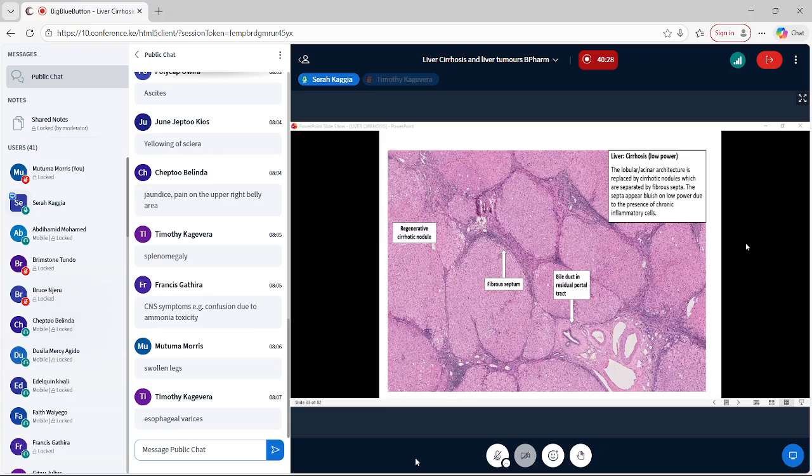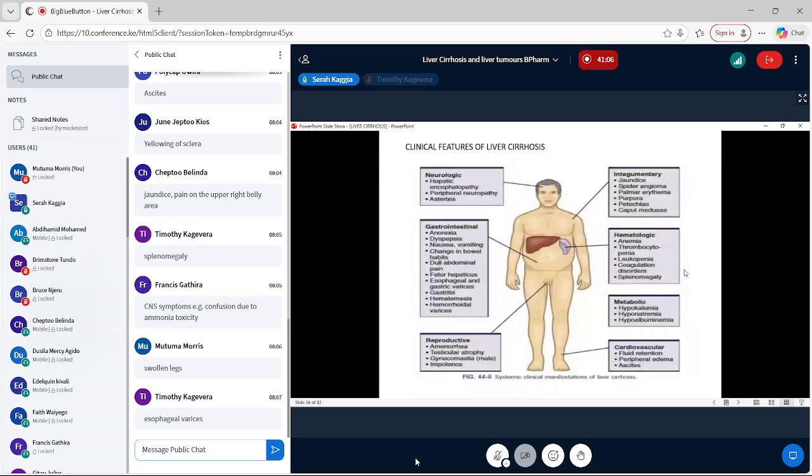Okay. Francis says CNS symptoms, of course, confusion and so on. Now, the best way I usually do it when I'm talking about clinical features or clinical presentation is a head to toe approach, the same way you examine your patient. If your patient is on the examination couch, you usually do a general exam head to toe, then you go to the actual system that is affected. So I'll show you with a diagram the same way.